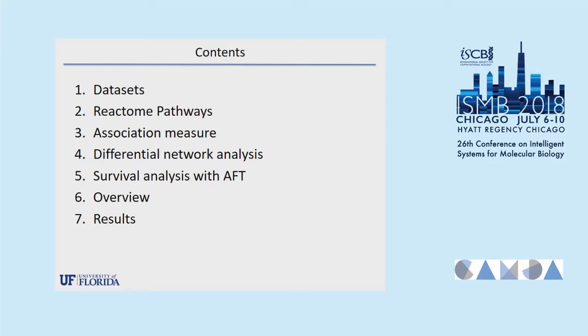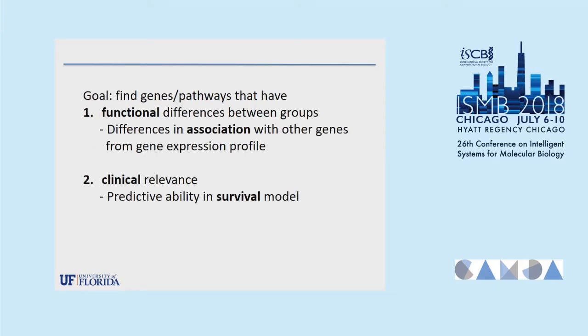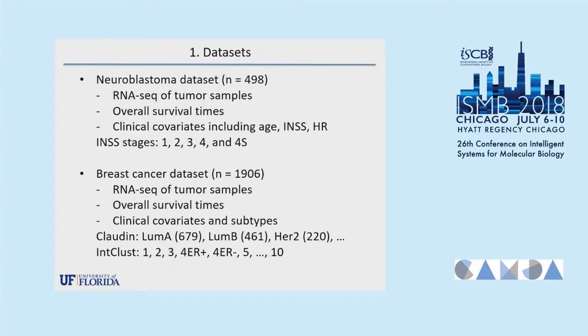And then we're going to use that information to fit a survival model, and that'll give us an idea of if these changes are clinically relevant. And at the end, I'll give an overview. So again, the functional differences we're going to identify by differences in association between genes based off of the gene expression profile. And for clinical relevance, we're going to look at a survival model.